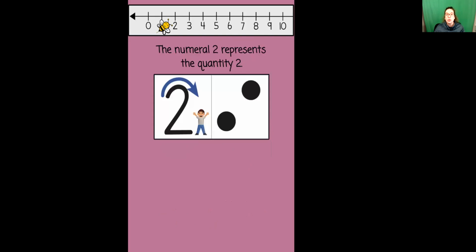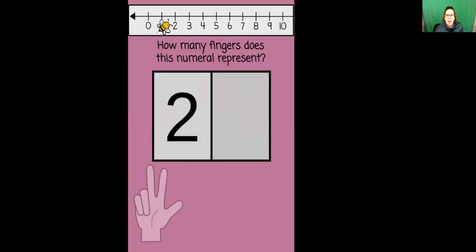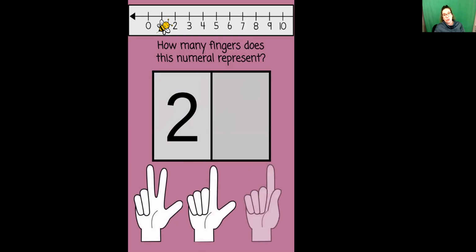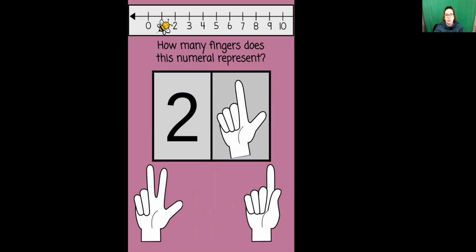Now the numeral two represents the quantity two, which means the numeral two represents two of something. Like in this case, two dots. How many fingers does this numeral represent? Yes, it represents two. One, two fingers. Where do you see a hand with two fingers pointing? Go ahead and point to it. There it is. One, two fingers for the number two.